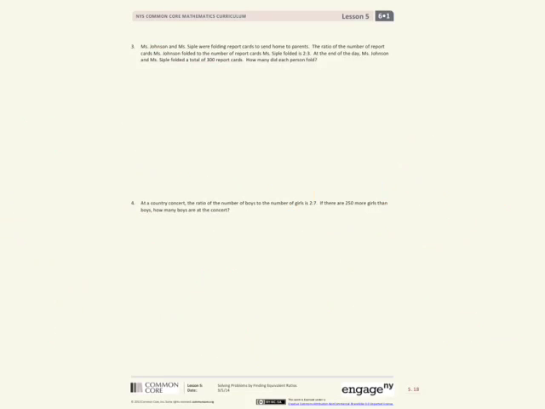So I'm going to go ahead and do number 3 here. So we've got this problem where we've got two teachers that are folding report cards. And I know that Johnson and Sipple are the teachers' names, and they folded with a ratio of 2 to 3. So what I'm going to do is immediately label and draw my tape diagram.